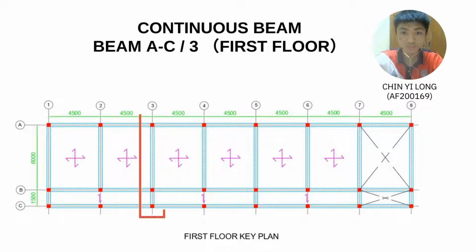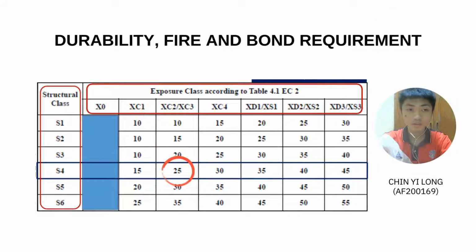Today I'm going to present the continuous beam for beam AC3, first floor. For durability, fire and bond requirements, the structural class for our beam is S4 and the exposure class according to Table 4.1 of Eurocode 2 is XC3. So, the minimum cover with regard to durability is 25 mm.